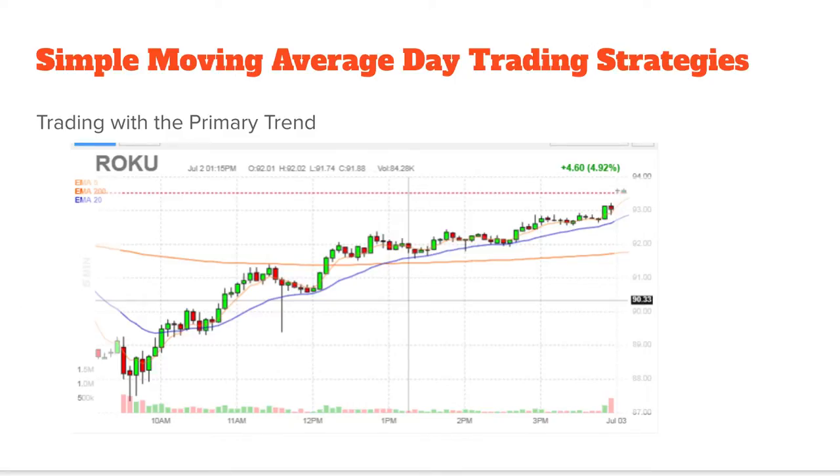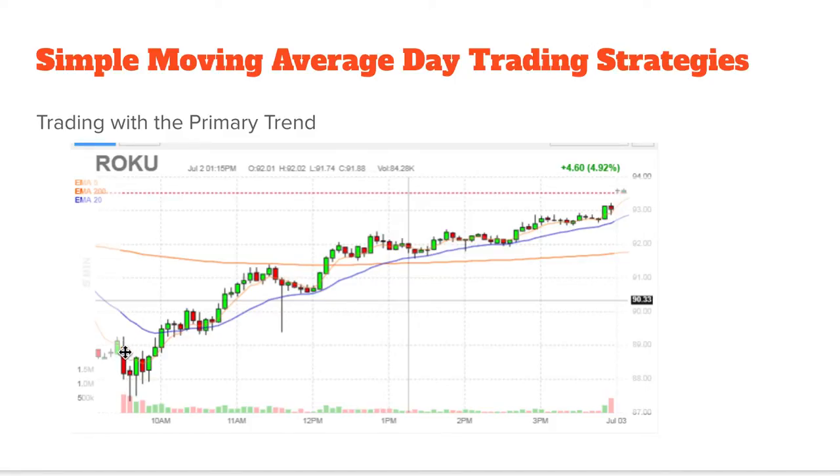In this chart, we have used the EMA. We are going to discuss the difference between EMA and SMA. In this one, we're taking the 5-day EMA, which is this orange line here. For the primary trend, if the stock price is above it, then you want to be bullish. If the stock price is below it, then you want to be bearish.